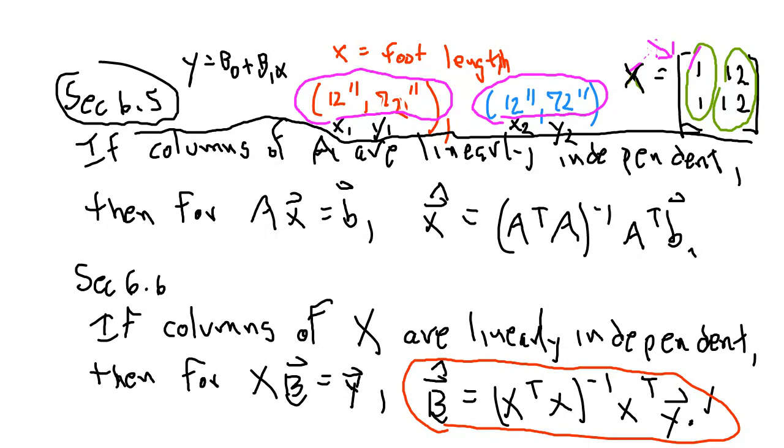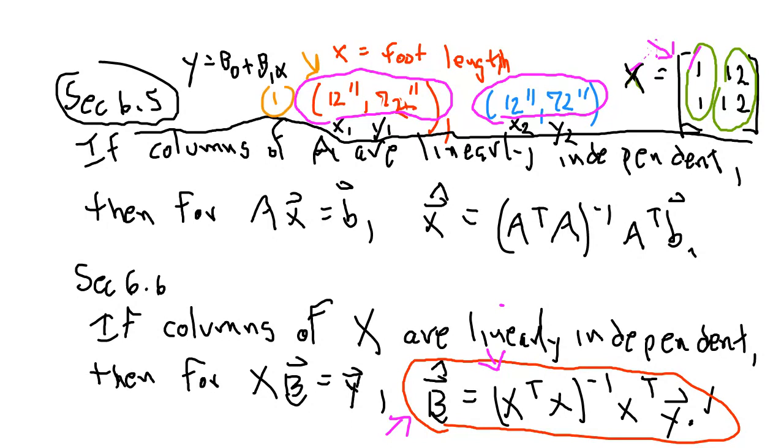Dependent. That's right, Bella. So that means that you cannot find your estimates for the parameter vectors using this formula, the beta hat formula. So that's unfortunate, right? But think about the data that we collected. Is the data redundant? Is this data redundant?